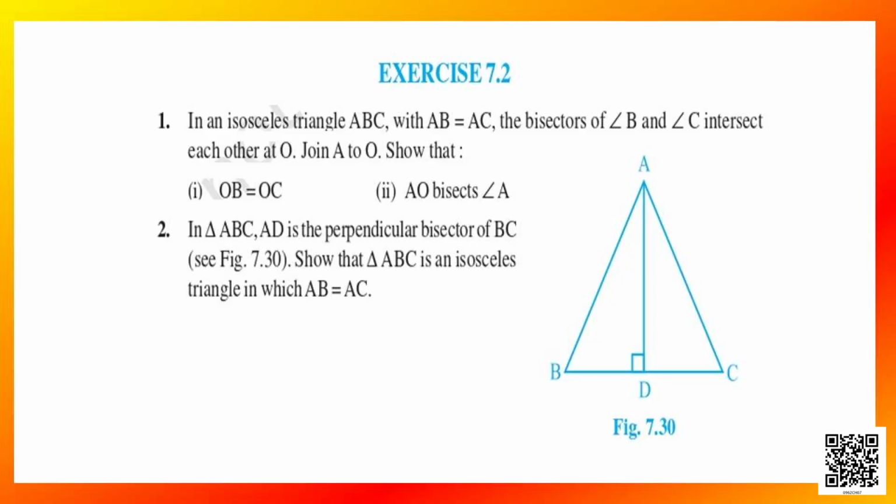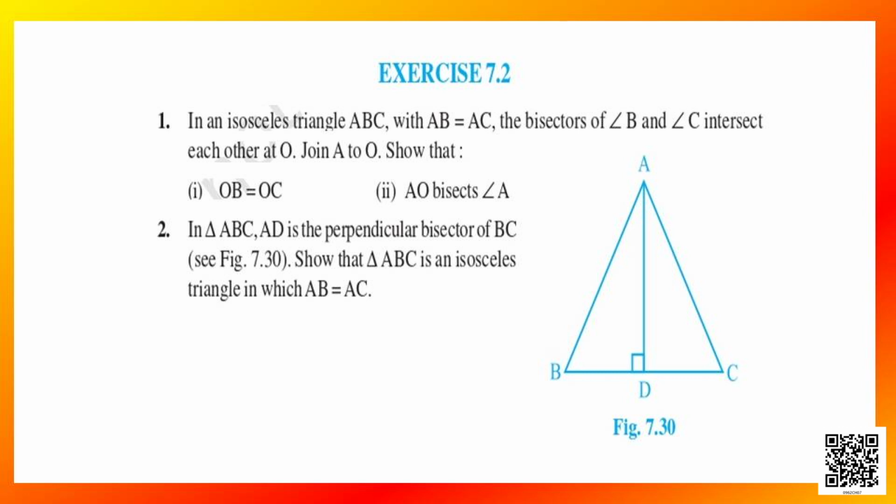Let us see what it says in question number 1. It says, in an isosceles triangle ABC with AB equal to AC, the bisectors of angle B and angle C intersect each other at O. Join A to O and show that OB is equal to OC and AO bisects angle A. So, let me draw the diagram and then we will discuss the question.